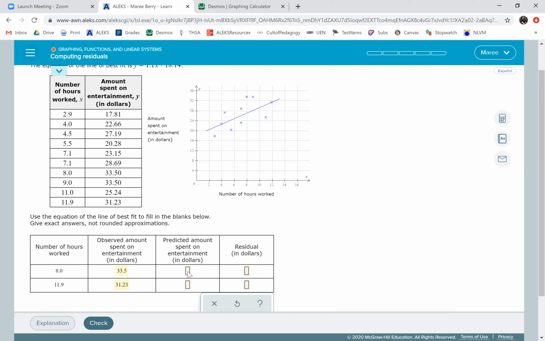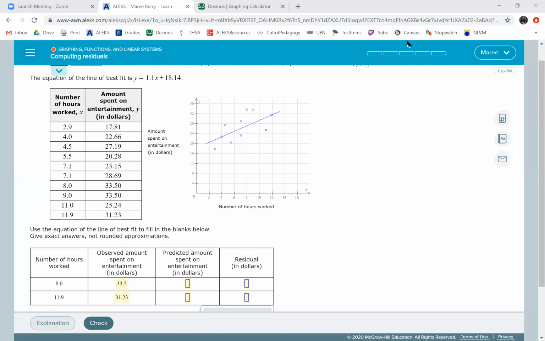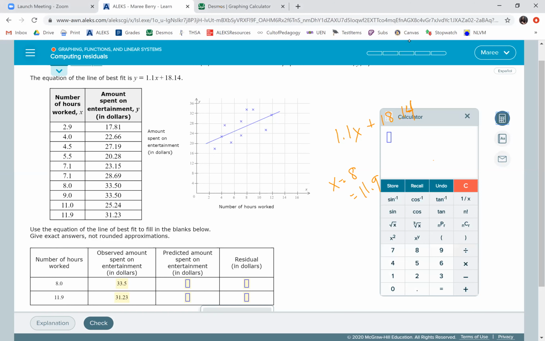Then I'm going to do my formula. Let me write it down really quick. So wait, I can't see the formula. Here we go. Okay, so the formula is 1.1x plus 18.14, and our numbers are 8 and 11.9. I'm doing that so I can use my Desmos. Oh wait, they have a calculator. Let me just use that one.